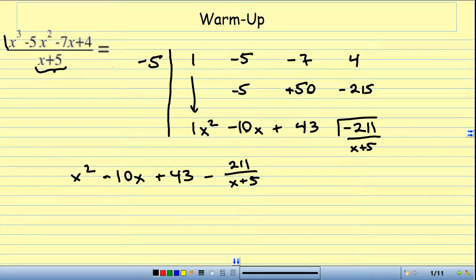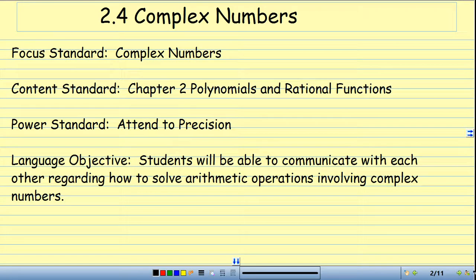I've cleansed the daemon. So we're doing complex numbers, which is our focus standard. We're still in Chapter 2, polynomial and rational functions. And if you did not grow up in the 80s, you actually have no idea what that just meant. So our power standard is attending to precision.